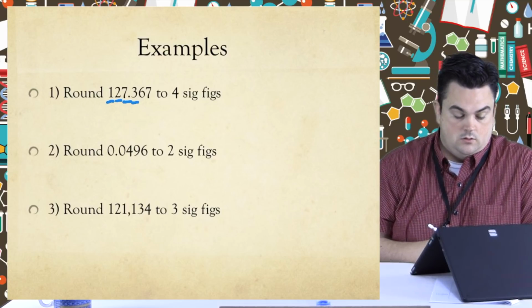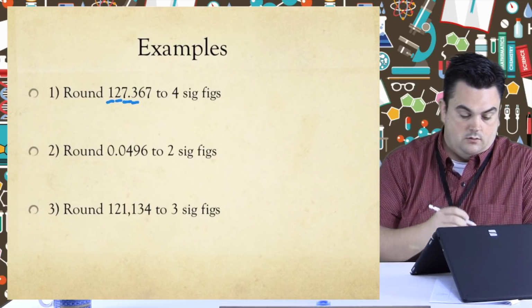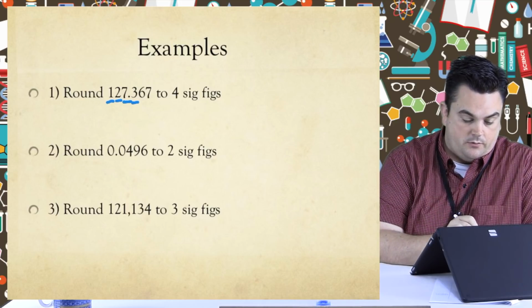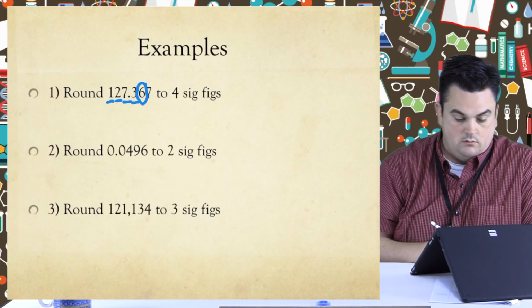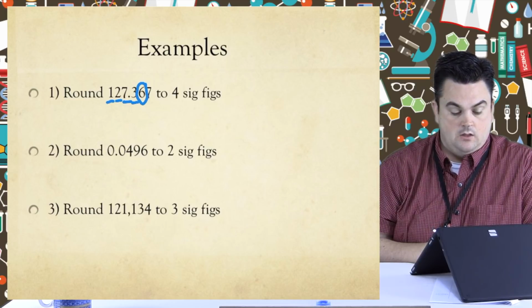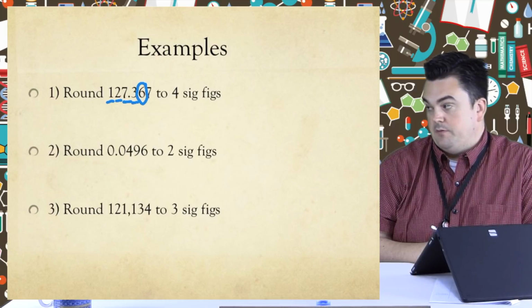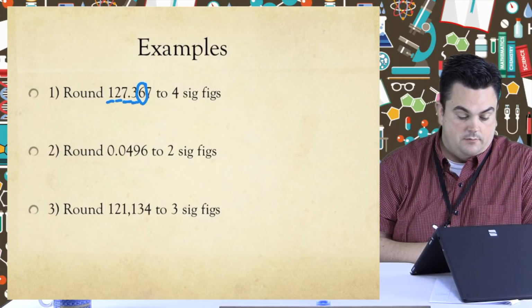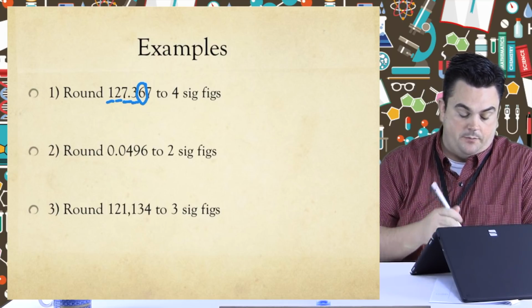Good. Now we want to determine how we are going to round that number. So we want to circle the next door neighbor of that 4th sig fig, which is the 3. The next door neighbor to the 3 is the 6. Looking at that 6, is it less than 5 or greater than or equal to 5? It's greater than or equal to 5. So what does that tell us to do to the 3? That's going to round it up to a 4.